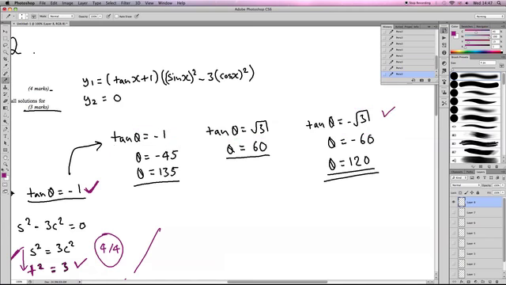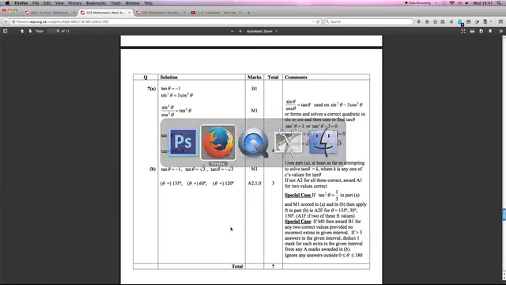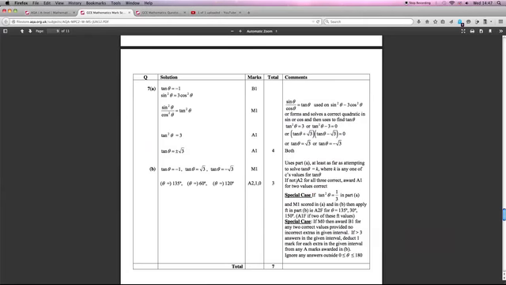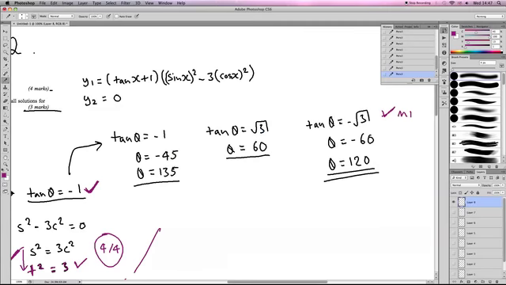So I'll give myself the first method mark here. And then you get 2 marks if all 3 are correct, or 1 mark if you only got 2 correct. So 135, 60, and 120. So I get 2 marks there. So that will give me my A2. Again, if I only got 2 of them right, I would have only got 1 mark for A1. But that doesn't seem to be the case.